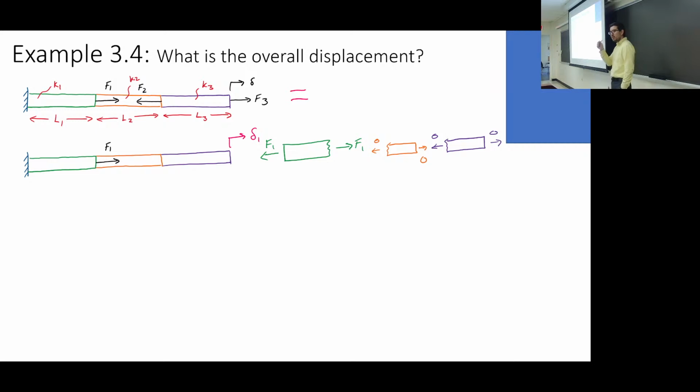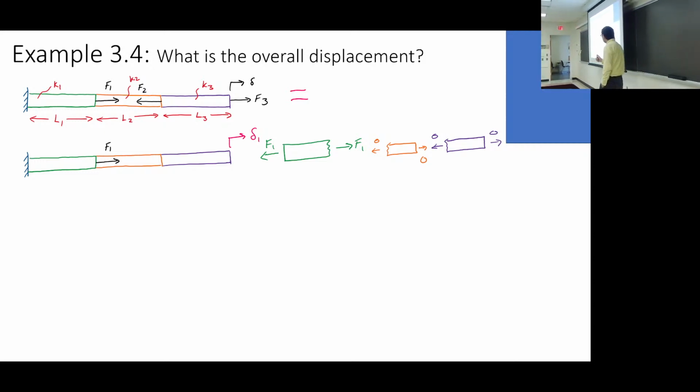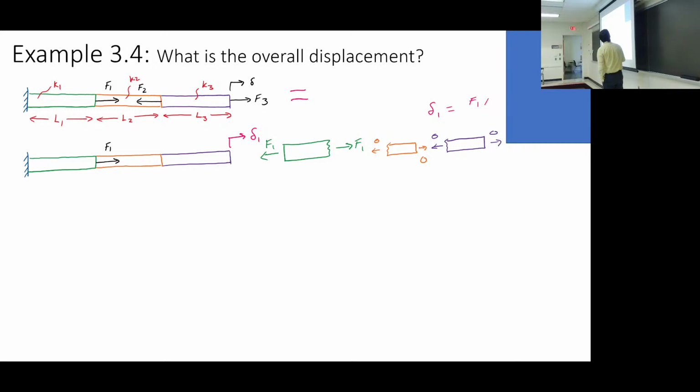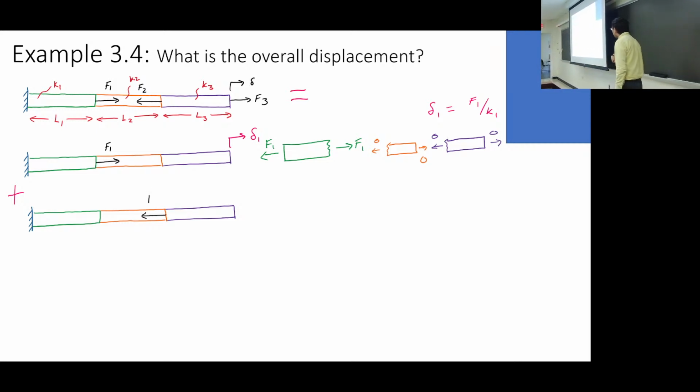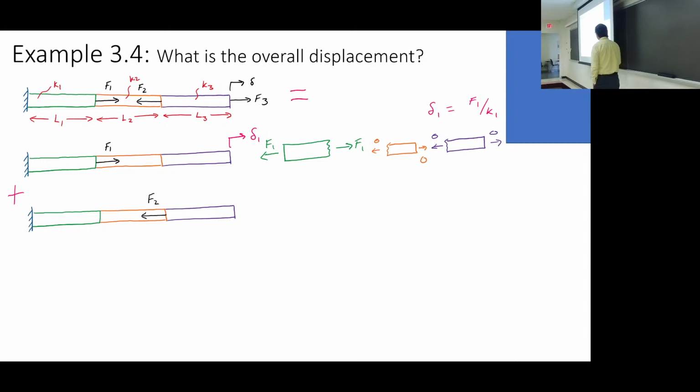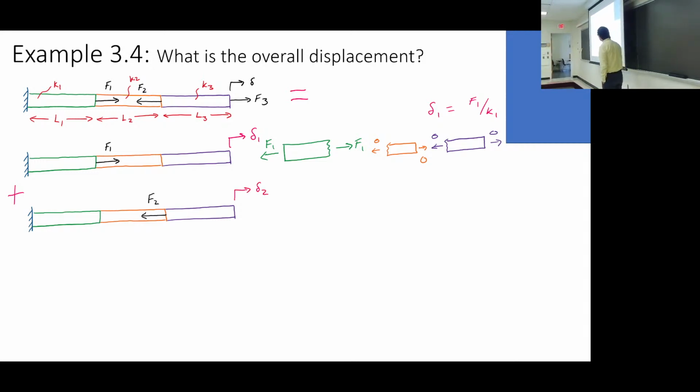But instead of just thinking about the external forces, we actually have to start digging deep emotionally with these bars and thinking about what's going on inside of them. So delta 1, I agree, is just F1 over K1. And now things will probably be a little bit simpler as we go to the contribution for F2, because now we're starting to think, what is the bar feeling? Become the bar.